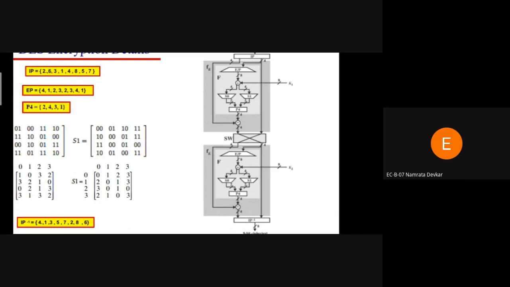Again, we have to perform the reverse procedure. Based on this, we can convert the plain text into the cipher text. In this way, we can perform the encryption in the SDES algorithm. Okay, so have you understood this example?